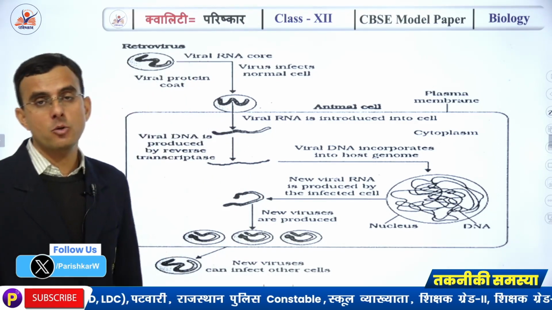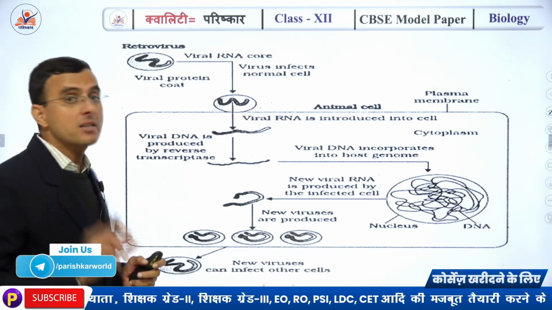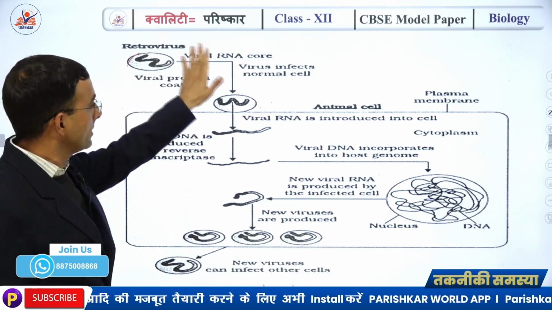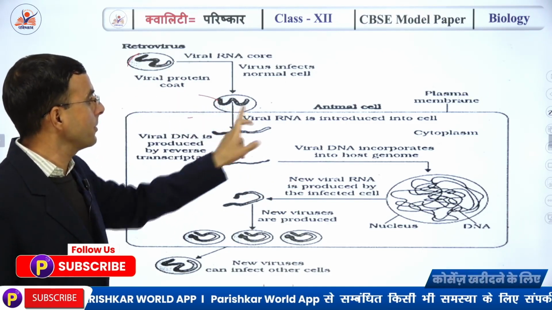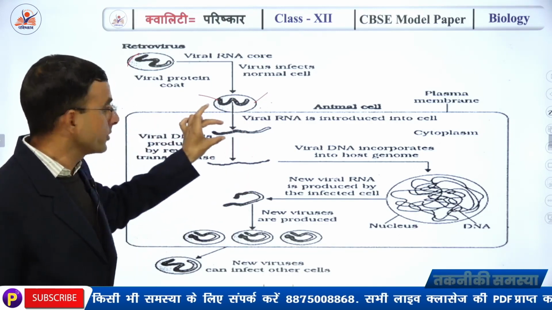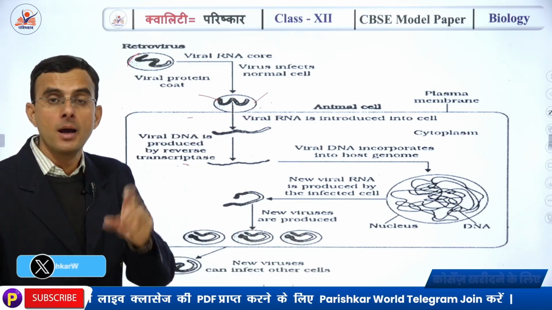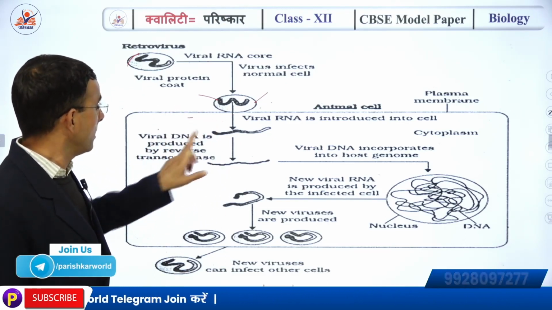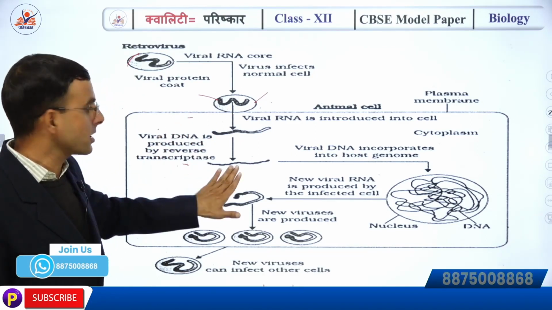These viruses are known as retroviruses, and in these retroviruses the genetic material is made up of RNA, surrounded by a protein coat. When they infect the host animal cell, the coat remains outside and only the genetic material enters the host cell. Now they utilize the reverse transcriptase enzyme, which converts the viral RNA into DNA. So there is reverse transcription, and the RNA is converted into DNA.